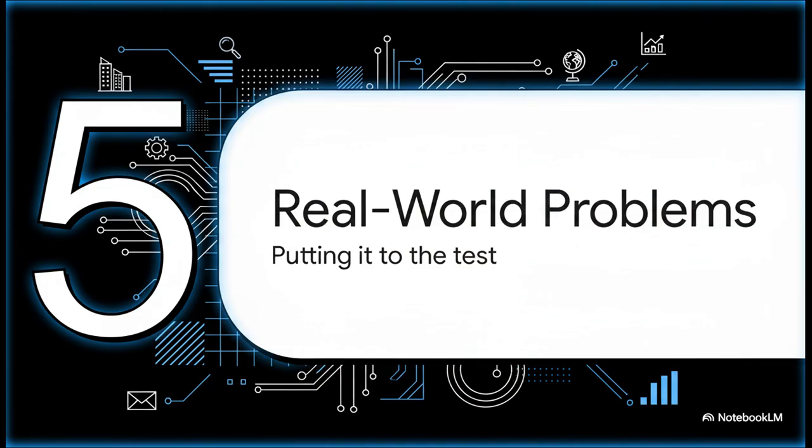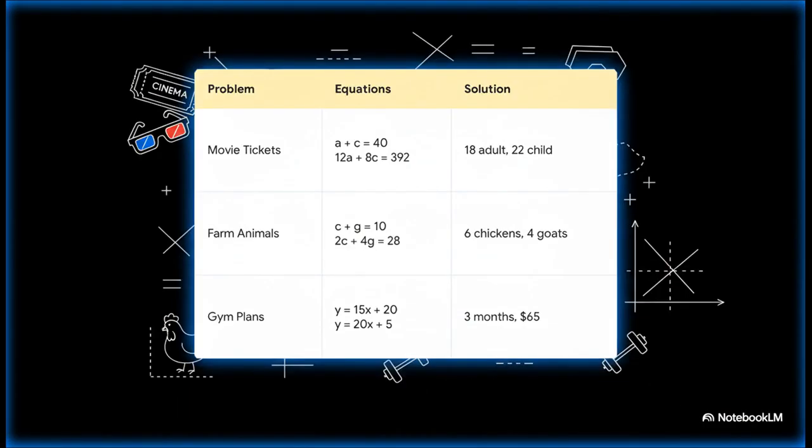Okay, so this is where it all comes together. All these methods, all this algebra, it's not just for math homework. These are genuinely powerful tools for solving actual real-world problems. I mean, check these out. Trying to figure out how many adult and child movie tickets you sold? You can set up two equations and use substitution to find the exact number.